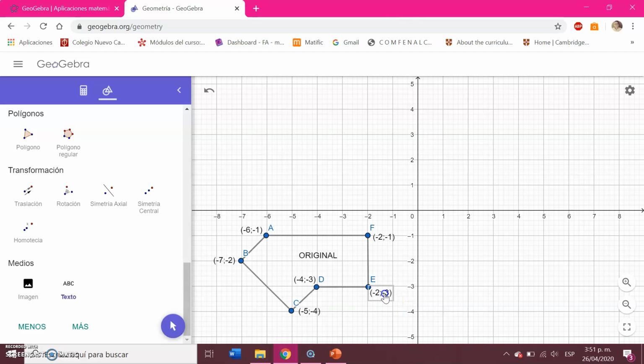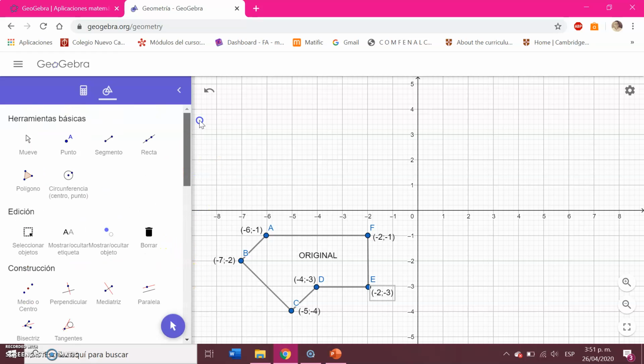Now this polygon has 1, 2, 3, 4, 5, 6 sides. That means that it's a hexagon. It's irregular because all sides are different. And I decided to draw it in quadrant 3. This is my original shape. Now I'm going to rotate it 90 degrees clockwise about the origin. Okay, this is the origin, (0, 0).